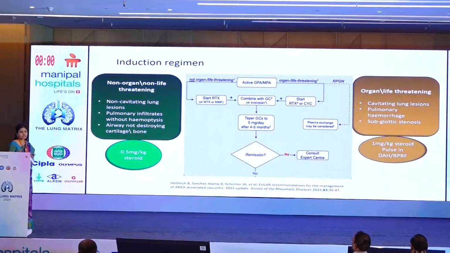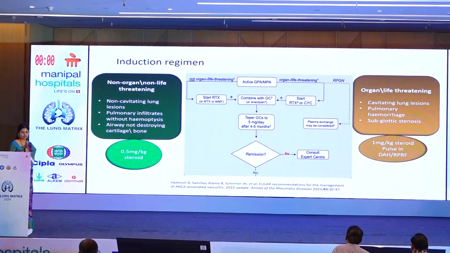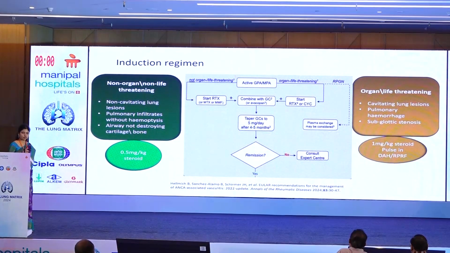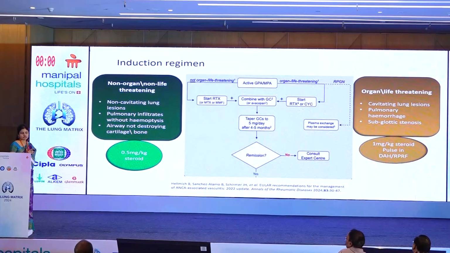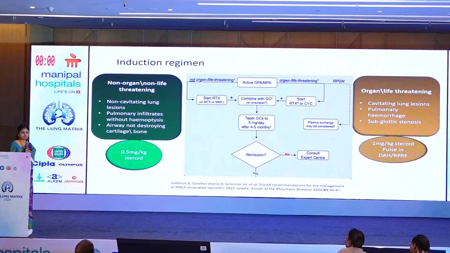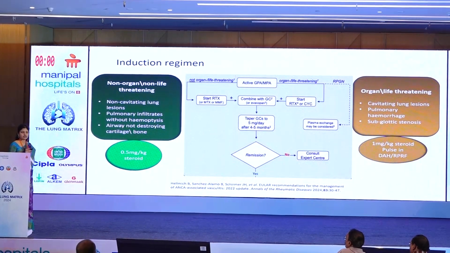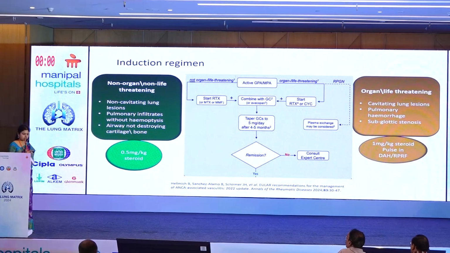If the patient is having non-organ threatening features like non-cavitating lung lesions or just simple pulmonary infiltrates without any hemoptysis, or airway lesions not damaging the bone or cartilage. So not damaging is important. Those symptoms come under non-organ threatening features. In such cases, we can go with 0.5 mg per kg steroids, and we prefer rituximab over azathioprine or methotrexate for induction in non-organ threatening features of ANCA.